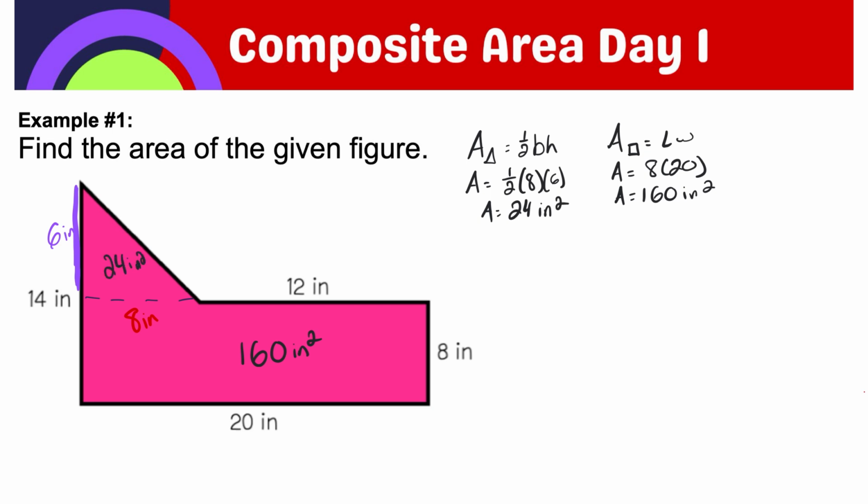Add these two together because it's a compound or composite figure. So it's going to be 160 plus 24, which is 184 inches squared as the final area.